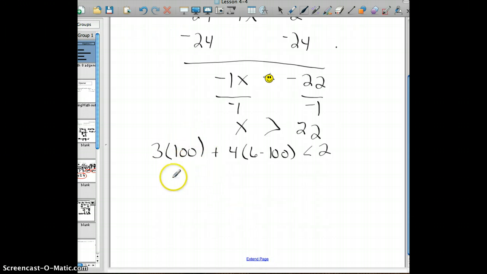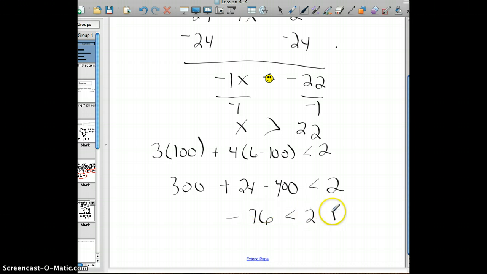We have 300 plus, this is 4 times 6 is 24, right? Minus 4 times 100 is going to give me minus 400. Should be less than 2. Well, if I start to add this up, I get 324 minus 400, which then gives me minus 76, which is less than 2. So I have checked that, and I do know this is accurate, okay? Moving on to the third example.